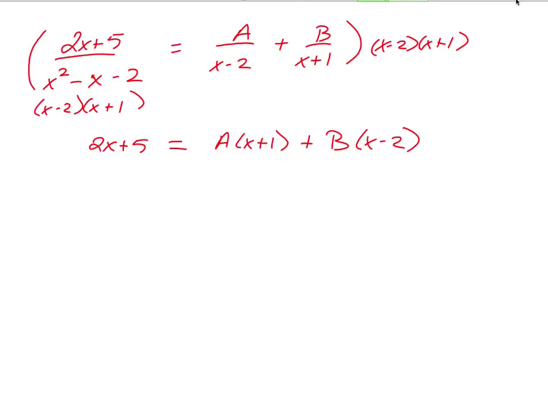Okay, so we want to factor, we want to write it as multiple fractions, and then we want to multiply by the denominator. Next thing we want to do is distribute the A and the B. So Ax + A + Bx - 2B.